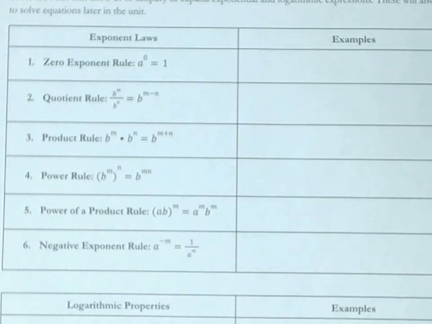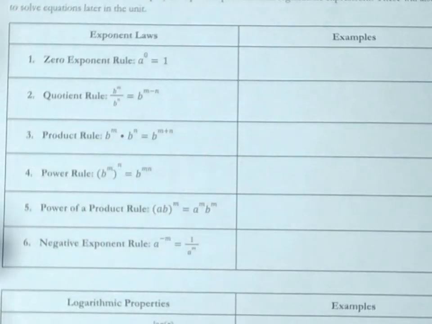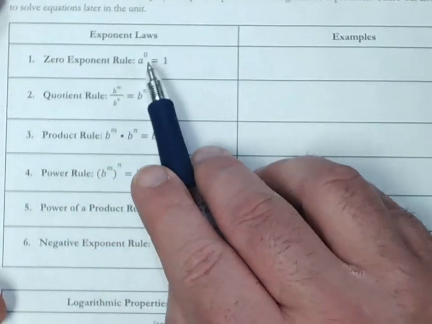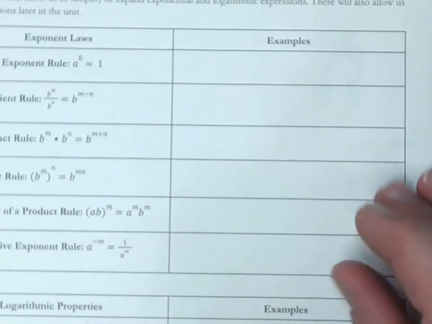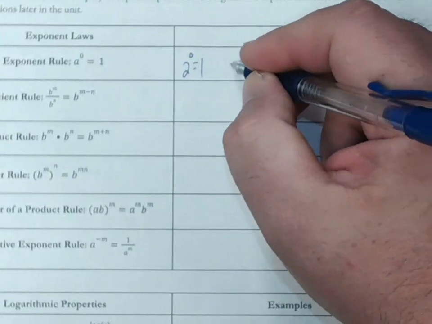Now, these are laws you should have seen in Algebra 1. So this first part should be a review. The first one is the zero exponent rule. And by the way, I am not expecting that you're going to remember the names of any of these. I just need you to remember the laws themselves. So the zero exponent rule says anything to the zero power is 1. Anything. So for example, 2 to the 0 power, that's 1.